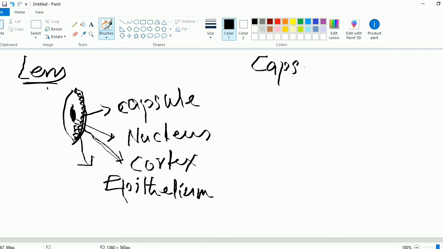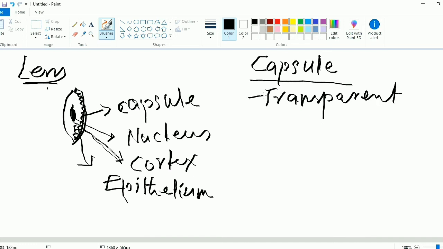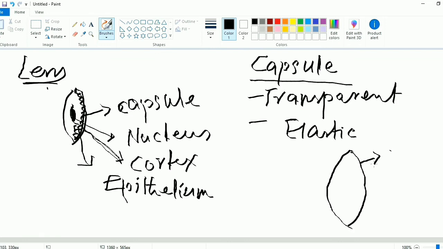Now coming to the capsule, as I have already told, there are two poles, the anterior pole and the posterior pole of the lens capsule. The capsule is a transparent structure, permeable to water and small molecules. It is elastic in nature. Behind the anterior capsule there is the epithelium, which is cuboidal in nature. So this is the anterior pole, this is the posterior pole of the capsule.